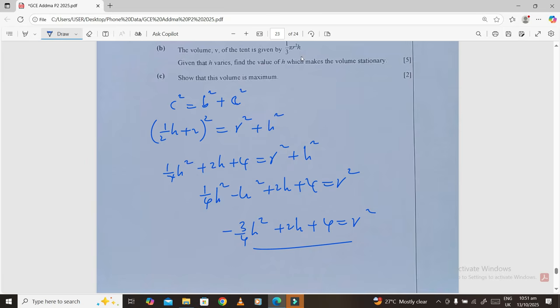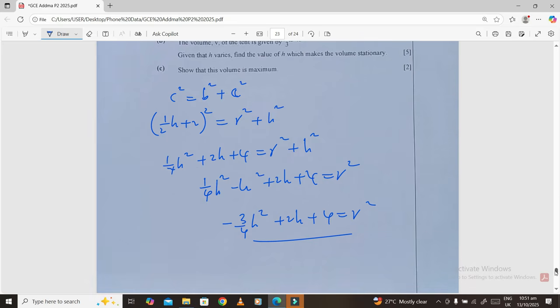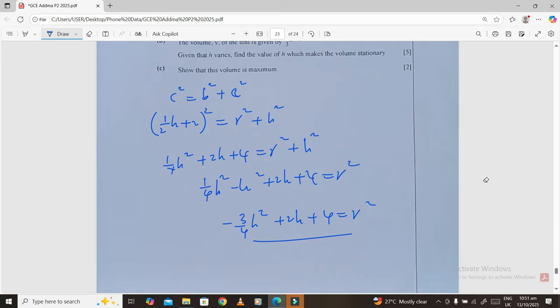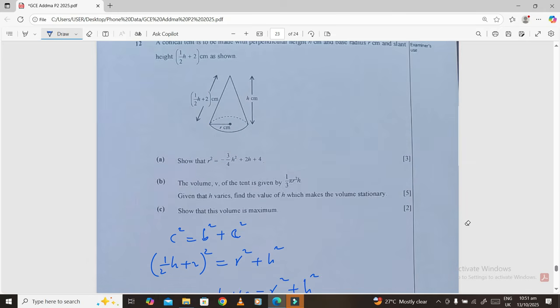For the next one, I'll just explain because my laptop is about to go down. So let me just explain what you need to do. For this one, you are going to form an equation. Okay, so where there is r here, you substitute this, and then you come and find the dr dh. You differentiate this and then solve.